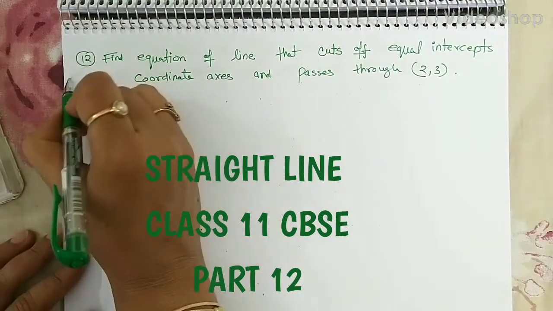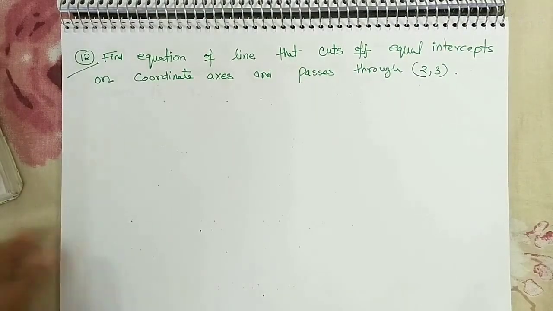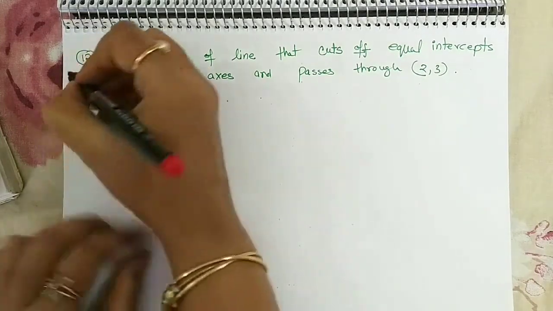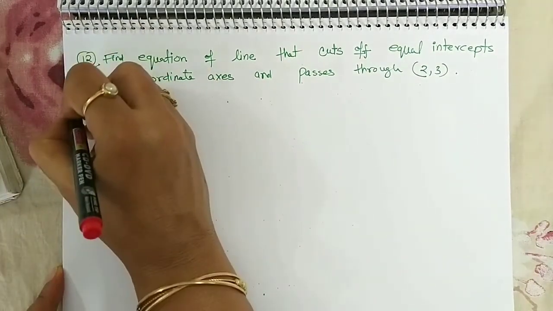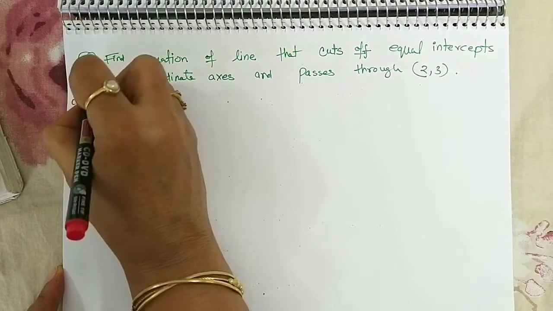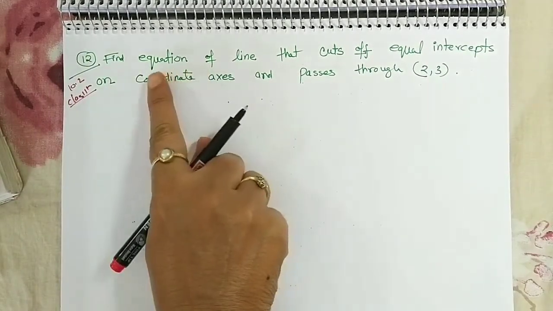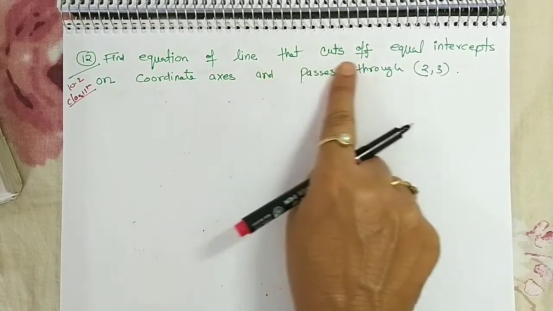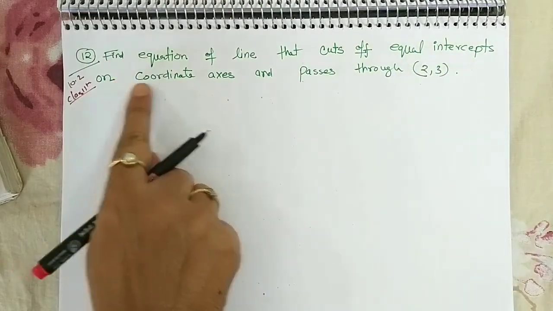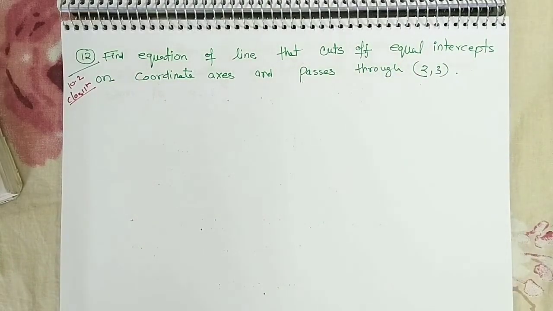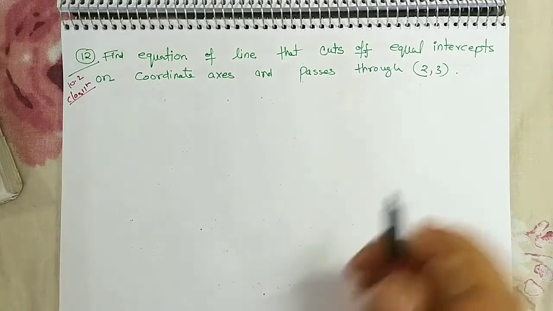Today we will see question number 12 from NCERT 10.2 class 11th. Okay, so here is the question. Find the equation of a line that cuts off equal intercepts on coordinate axis and passes through (2, 3).